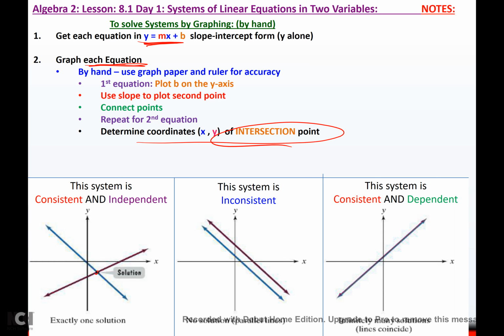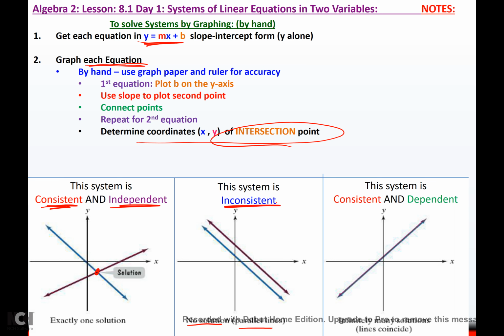One, they can intersect. And if that happens, you have exactly one solution. And we call the system consistent and independent. The second thing that can happen when you graph two lines in the same plane is that they never, ever, ever intersect. If that happens, you have no solution because you have parallel lines. They're never going to cross. And we call that system inconsistent.